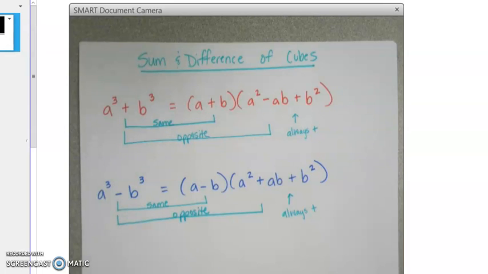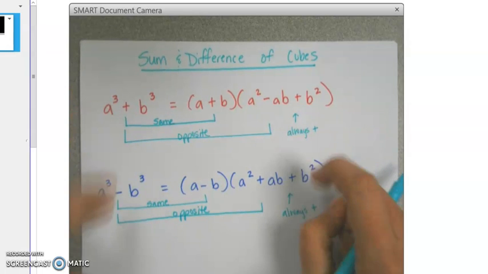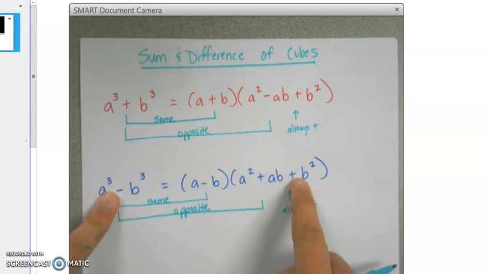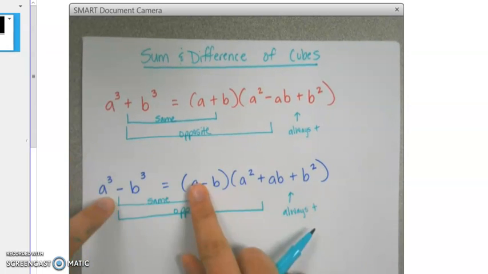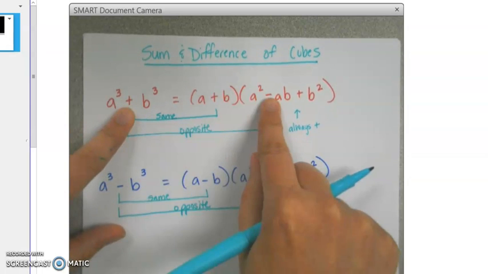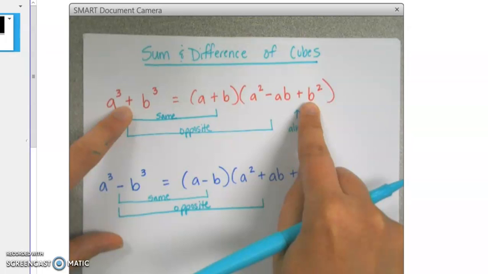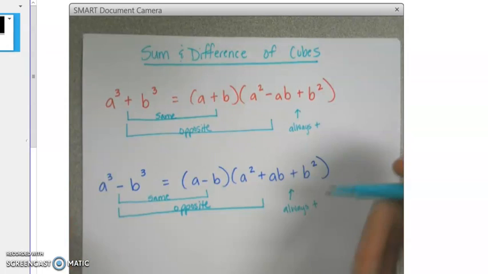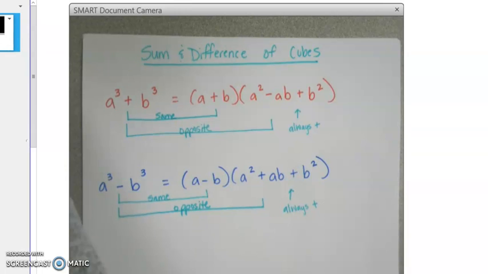So just keeping the sign straight will make this easier on you. Notice they have the exact same rules. Keep the sign, change the sign, always plus. If you need to write that down, please do. But that's how you break these down. Now let's get into a couple of examples so you can actually see what this looks like.